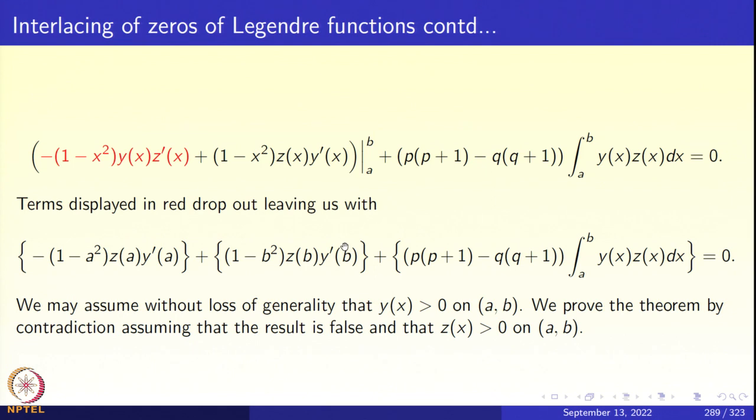So y'(b) is less than or equal to 0, z(b) is positive, 1 minus b squared is positive. Y'(a) is non-negative, so this piece is also negative. So this is negative or 0, this piece is negative or 0. Y(x) and z(x) are both positive in the interval (a, b). So this integral is positive and this number p(p+1) minus q(q+1) is negative because p is strictly less than q. So 0 or negative, 0 or negative, strictly negative, and the sum is 0, and that's a contradiction. So we have proved the theorem.